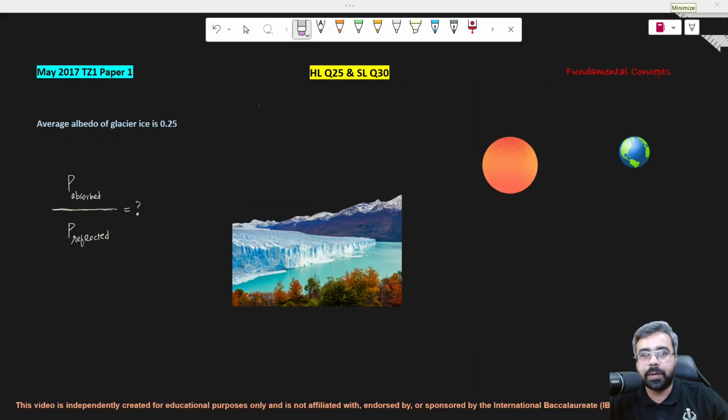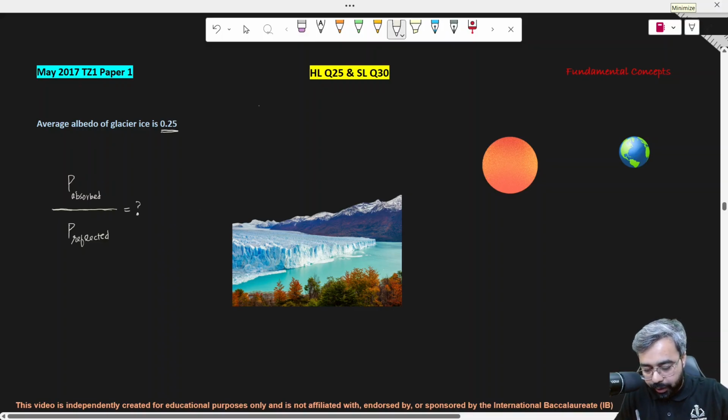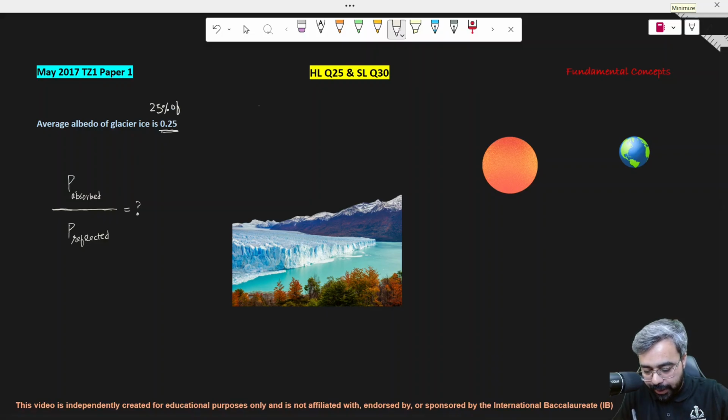Hi, this question is about albedo. According to the question, the average albedo of glacier ice is 0.25. By the way, it means that 25% of any intensity of light that is incident on the glacier is reflected. Okay. So if it is reflected, then 75% of that intensity is absorbed.